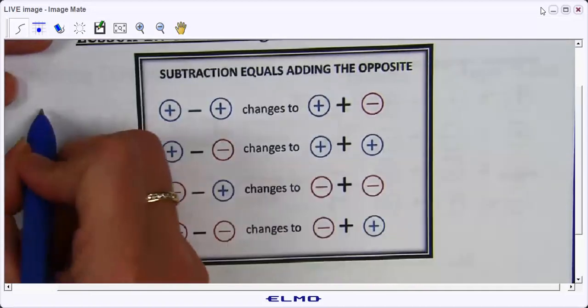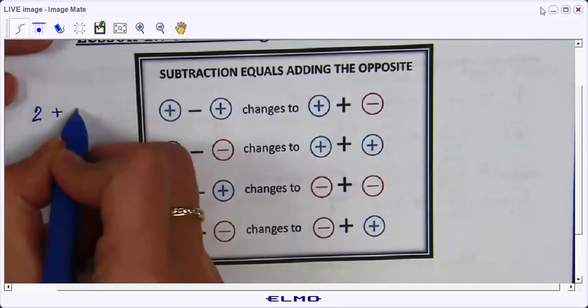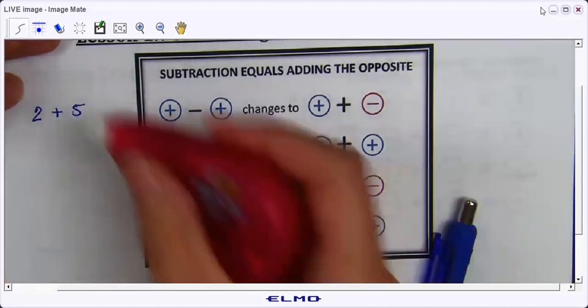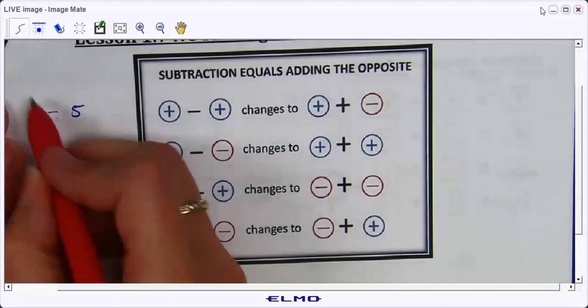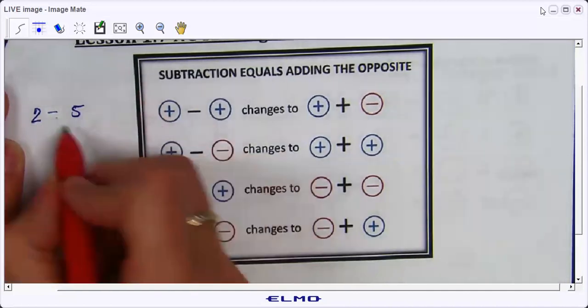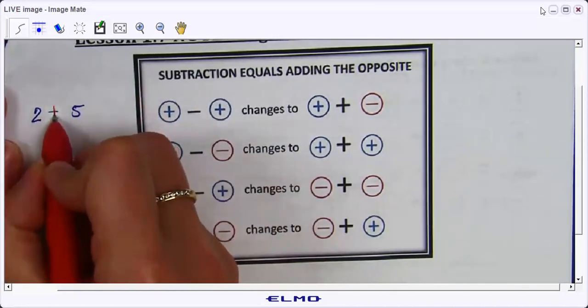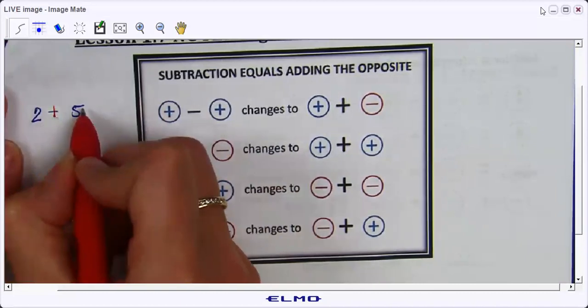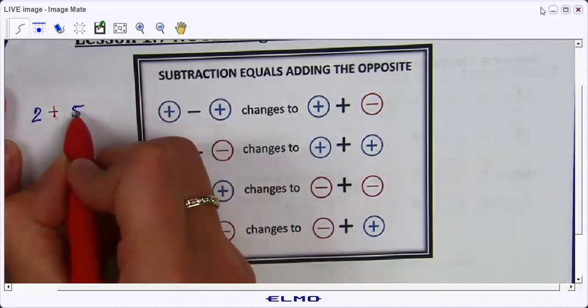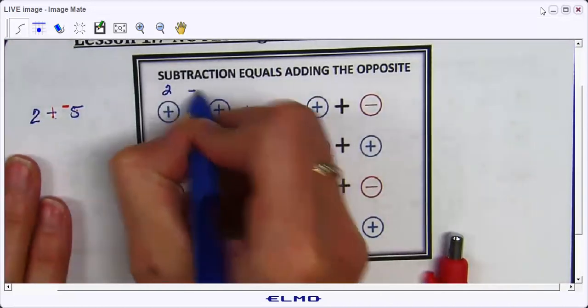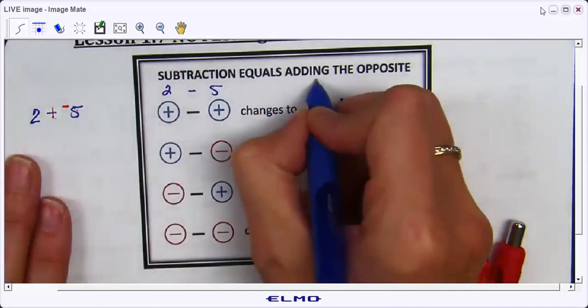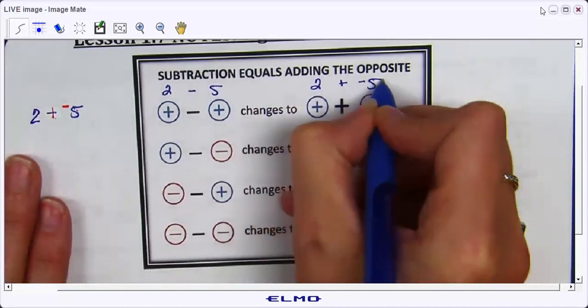If I had 2 plus 5, I'm sorry, minus 5. Okay. I'm going to keep my 2, leave my first number alone. I'm going to change my subtraction to addition. And I'm going to add the opposite of a positive 5. And so I'm going to change my positive 5 to a negative 5. So up here, I have 2 minus 5. And it becomes 2 plus a negative 5.